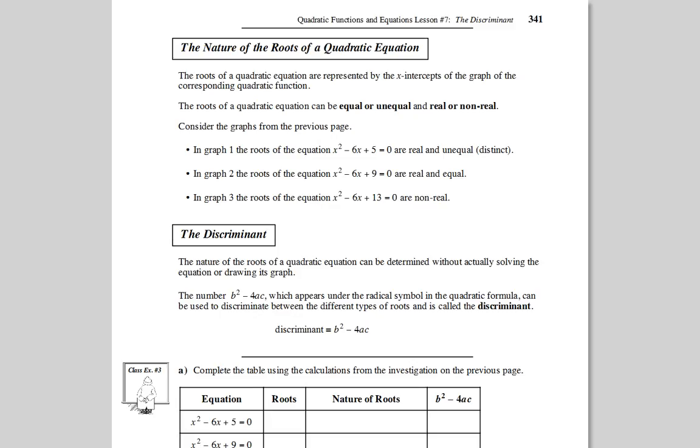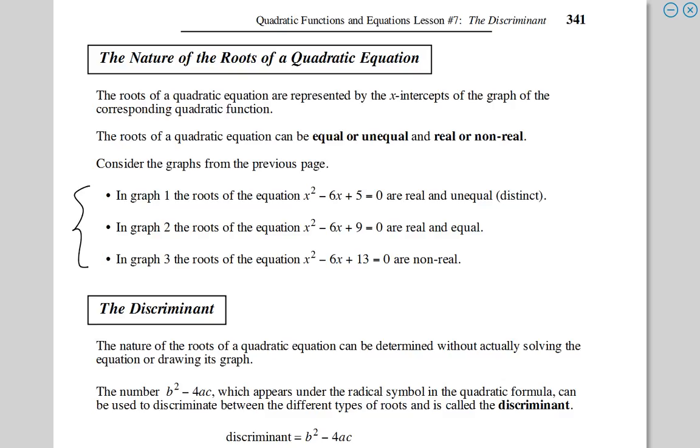Okay. The graph 1, graph 2, graph 3, I just summarized. So in math, they have these fancy words. That's basically what this is. Okay, so real just means an element of the reals. And then they're unequal. And a better word for unequal in math is distinct. It just means that they're different.